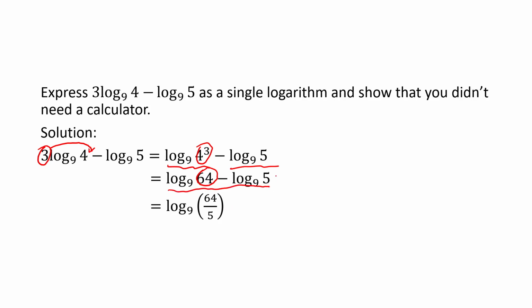But using the quotient rule of logarithms, we see that the log base 9 of 64 minus the log base 9 of 5, since the bases of the logs are the same, we can just express it as the log base 9 of 64 over 5. We haven't evaluated it, so to speak, but we have expressed it as one single logarithm simplified.